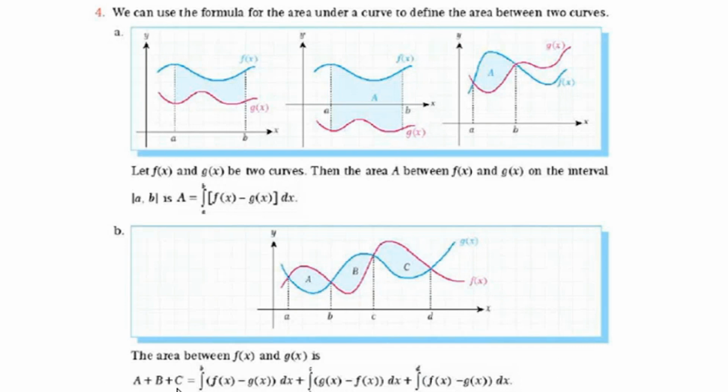So to find the total area of this figure, we will just sum up area A plus B plus C, which will be equal to the integral of f of x minus g of x dx evaluated from A to B, plus the integral of g of x minus f of x dx over the interval of B to C, plus the integral of f of x minus g of x dx over the interval of C to D. Now let's put this into an example.